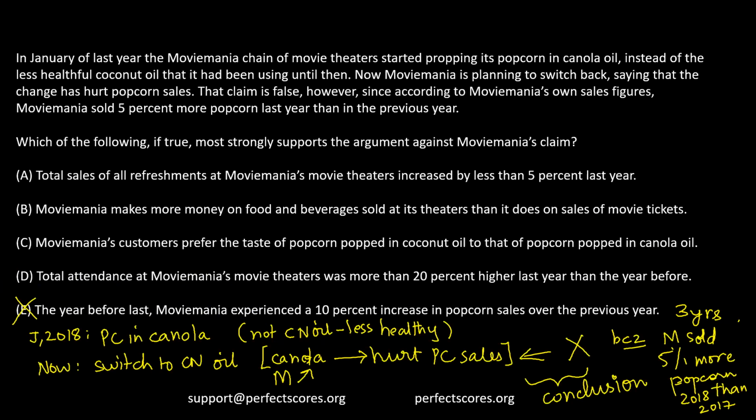Okay, D, total attendance at the movie theaters, does it matter? No. So total attendance. So the first thing is something common in option B and D is talking about the ticket sales, which are not relevant. So if you have to make a choice between A and C, which one will you choose? C? This is a difficult thing.